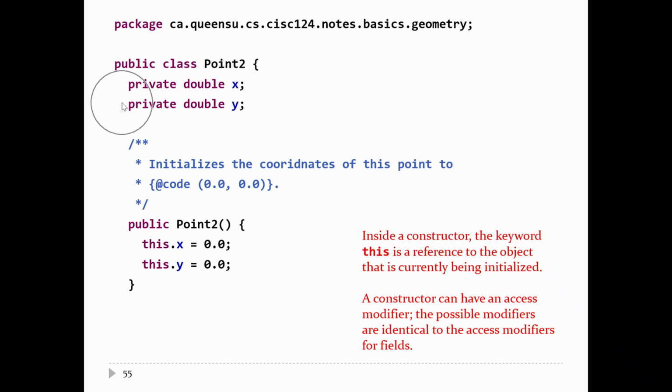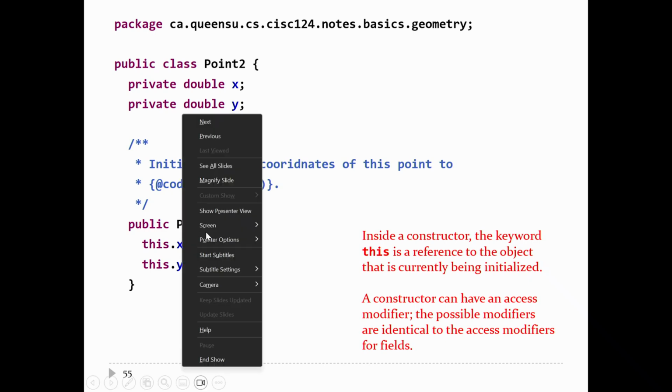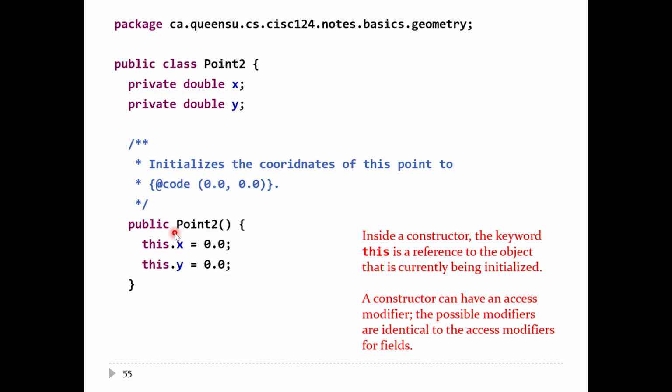The fields are marked as being private, indicating that no one outside the class can access the fields x and y directly by name. Our no argument constructor is down here. Remember, the name of the constructor is always the name of the class, so that has to match. It's the no argument constructor, so we have the empty round brackets, no parameters in between. And the constructor is marked public, indicating anybody that can see the class can also see the constructor.